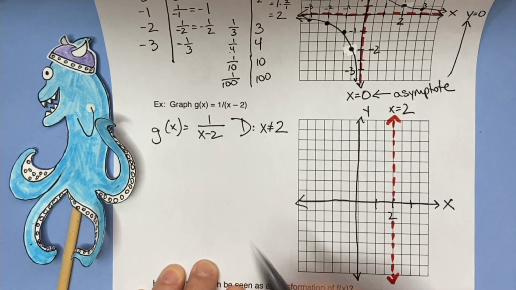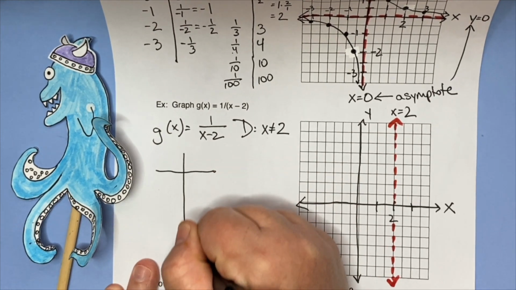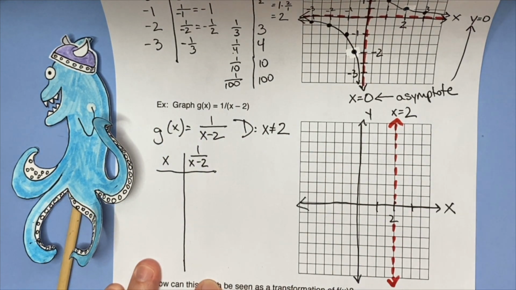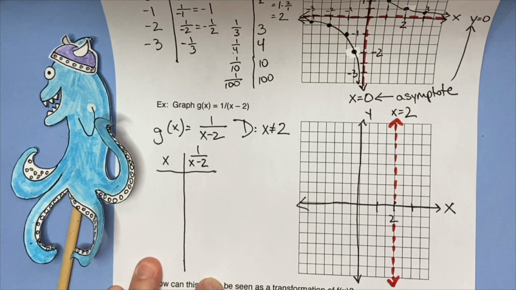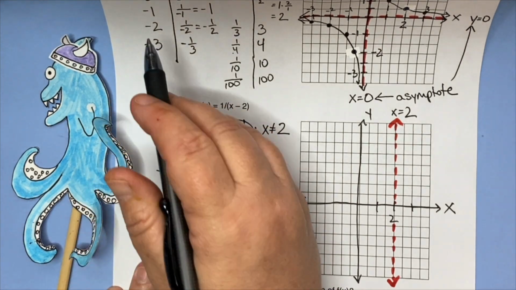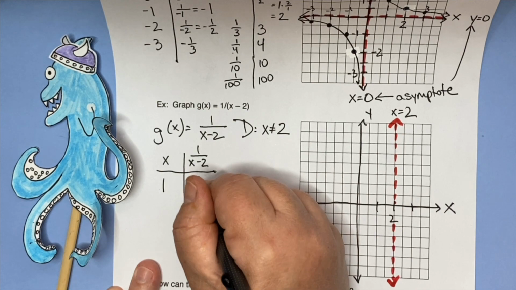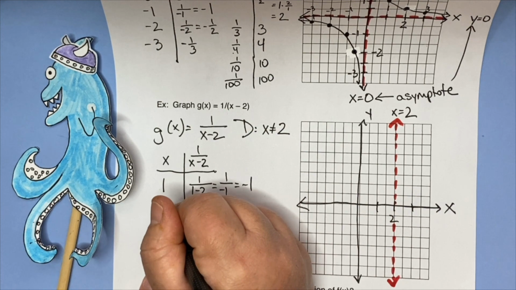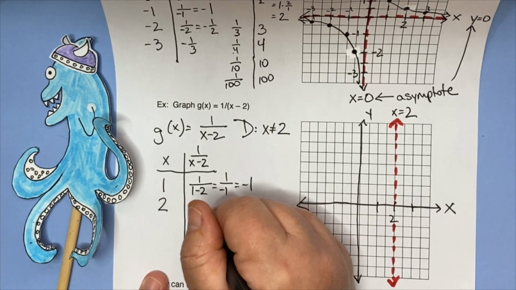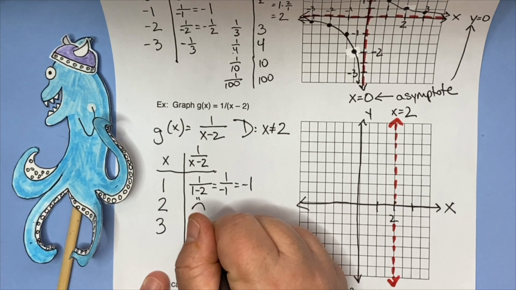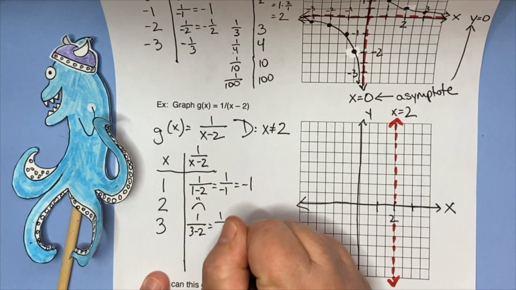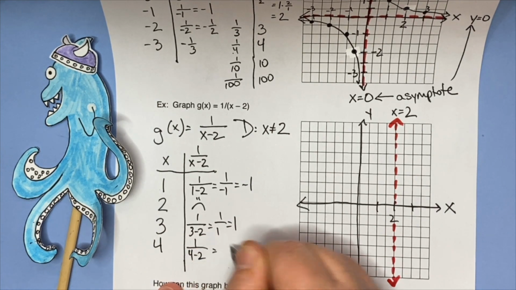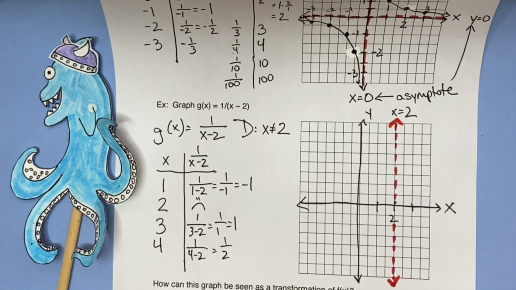Now let's check this. You can always use plotting points to figure out if what you suspect is true is really true. So let me try plugging in just like I did above there. When x is 1, I've got 1 over 1 minus 2. That's 1 over negative 1, which is negative 1. When x is 2, that's not allowed. When x is 3, 1 over 3 minus 2, that's 1 over 1, that's 1. When x is 4, 1 over 4 minus 2, that's 1 over 2, so that's 1/2.